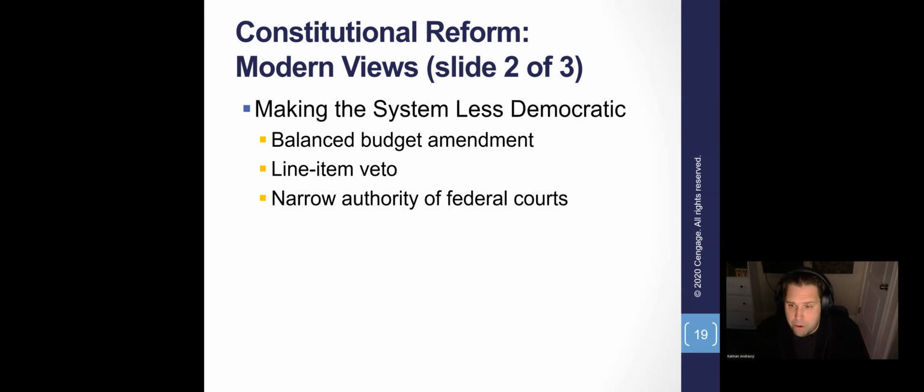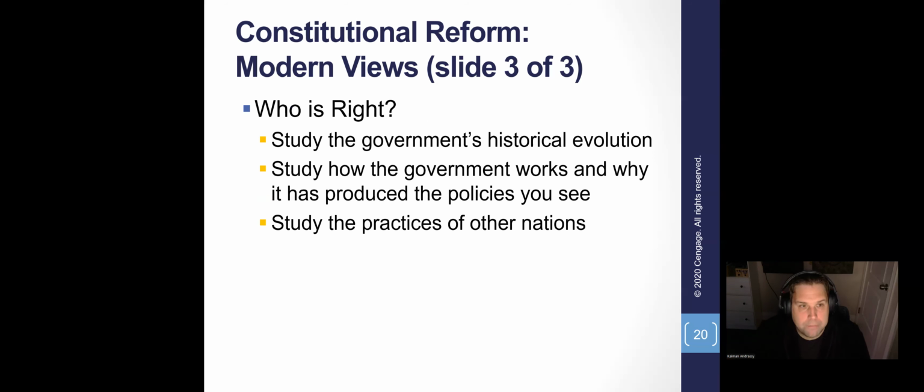And do we narrow the authority of the federal courts, right? Especially with the elimination of precedent with Roe versus Wade. Big discussion about how much power the federal court should have for things like judicial review and things like that. Then the question is, who is right? How do we come to that determination?